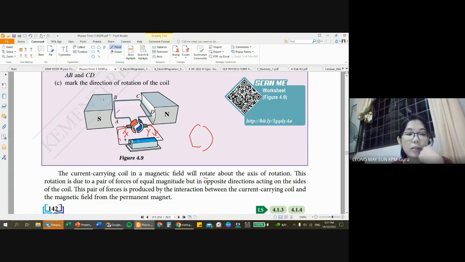Okay, so the rotation is actually due to a pair of forces of equal magnitude but opposite direction acting on the sides of the coil. Which sides? Side AB and side CD.